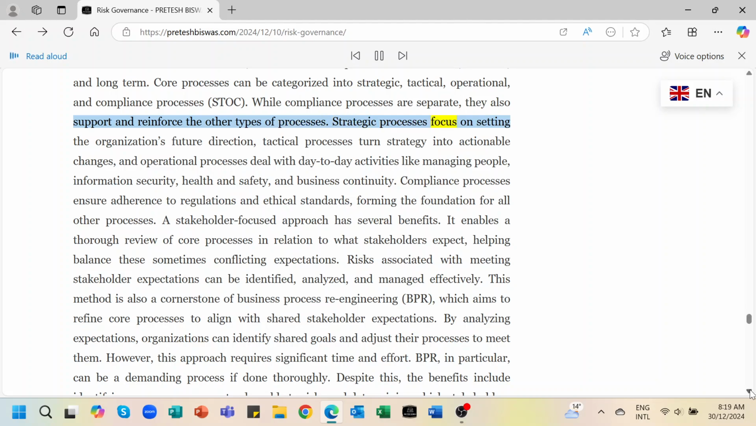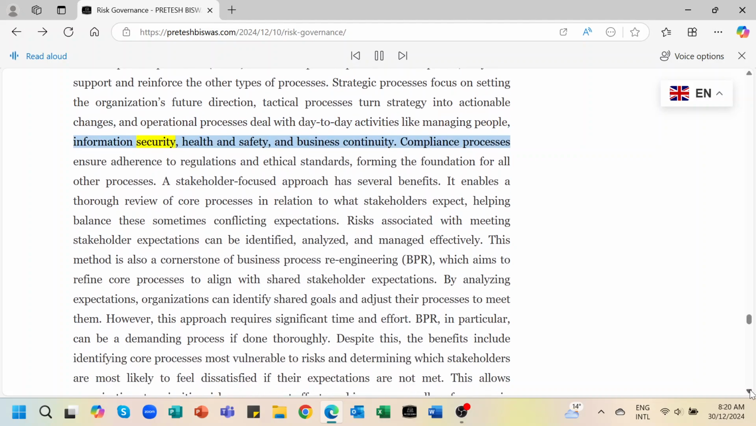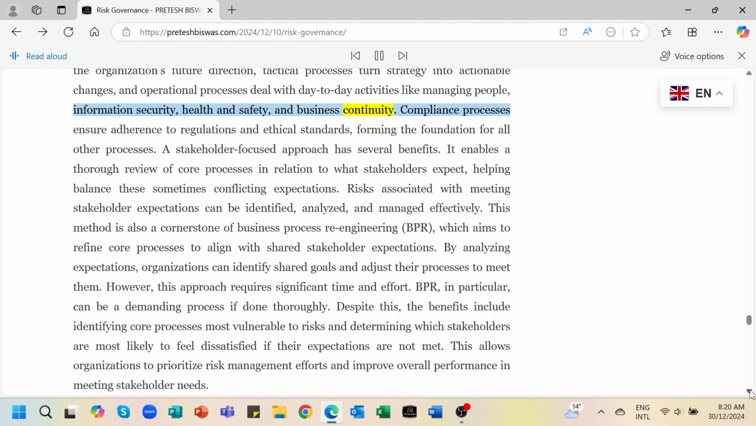Strategic processes focus on setting the organization's future direction. Tactical processes turn strategy into actionable changes, and operational processes deal with day-to-day activities like managing people, information security, health and safety, and business continuity. Compliance processes ensure adherence to regulations and ethical standards, forming the foundation for all other processes.